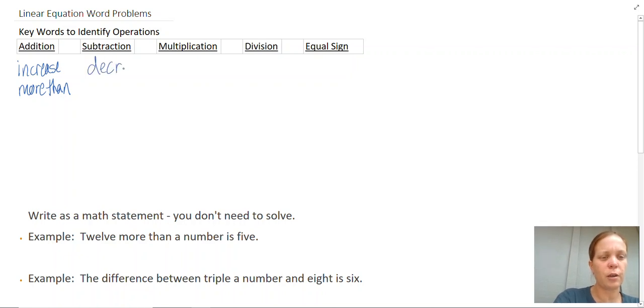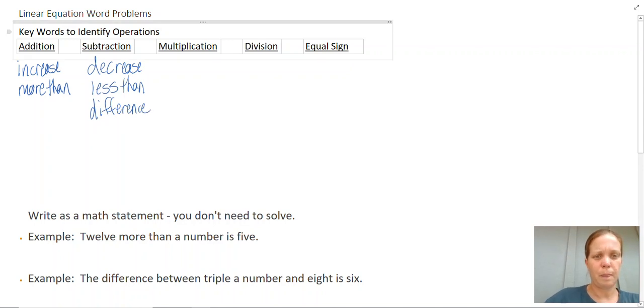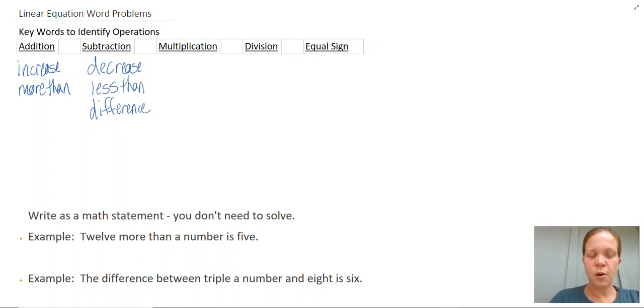Subtraction, things like decrease, we're decreasing something, or one thing is less than another. Difference, if it's the difference between things. For multiplication, the word of often means multiplication, like percentage of something, or by, talking about like the dimensions of a room, 12 by 20. If we multiply those, we get the area. So sometimes by, so of, by, and then there's some others like product, things like that.